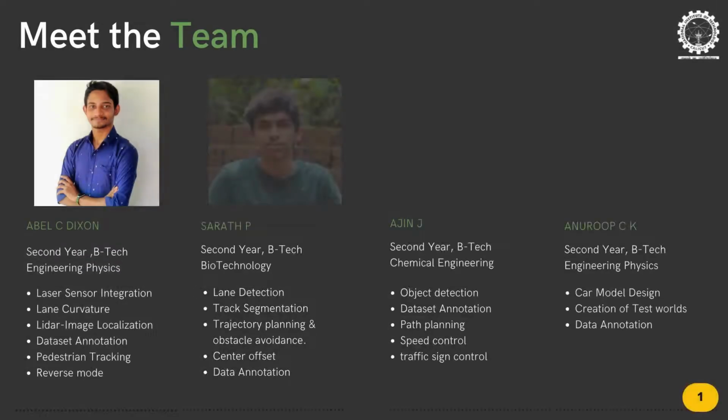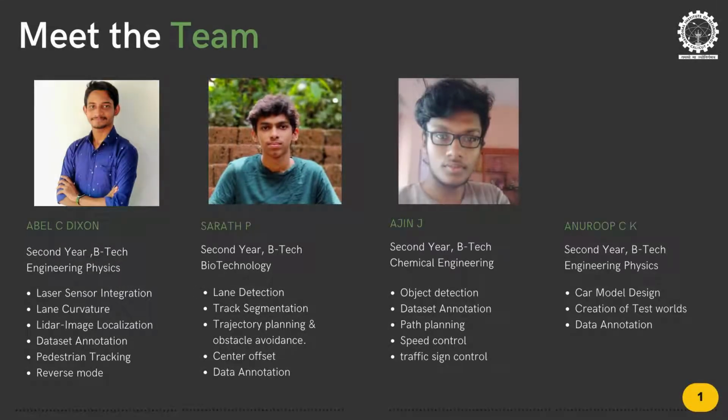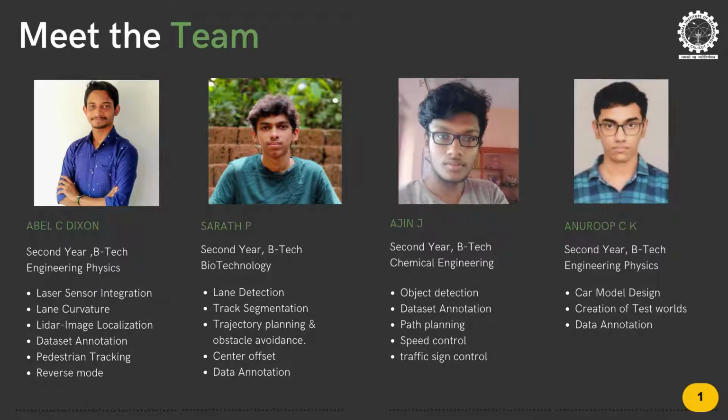Myself, Abelsi Dixon. I am currently in my second year pursuing BTech in Engineering Physics. I mainly worked on laser sensor integration, developing a proportional derivative controller based on lane curvature, object localization based on LiDAR and image, pedestrian tracking, and reverse mode.